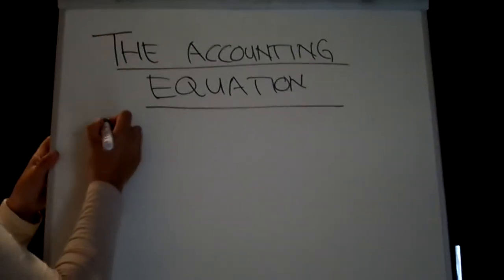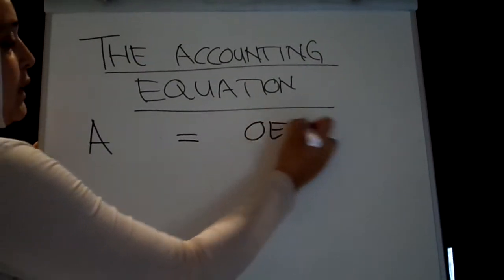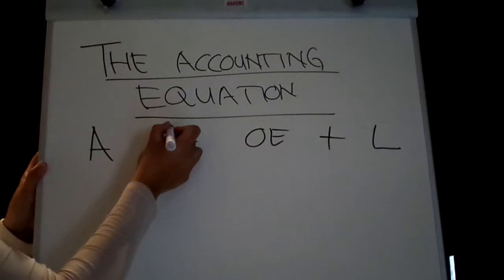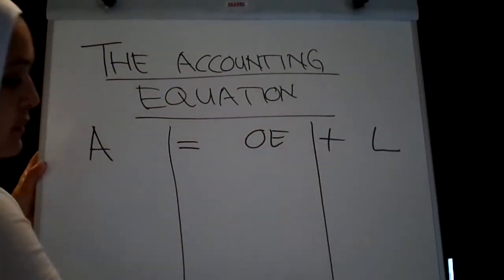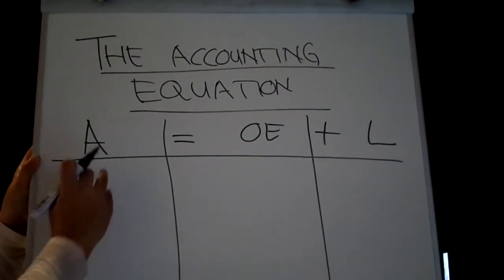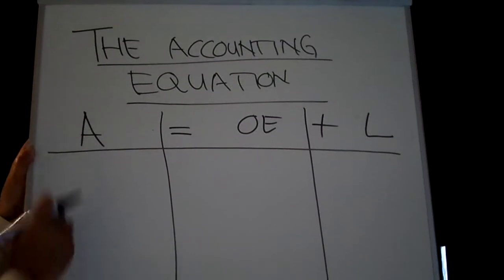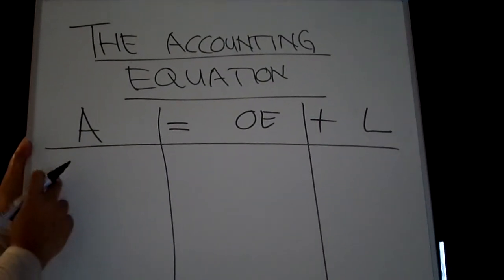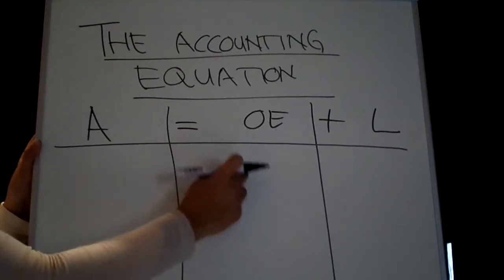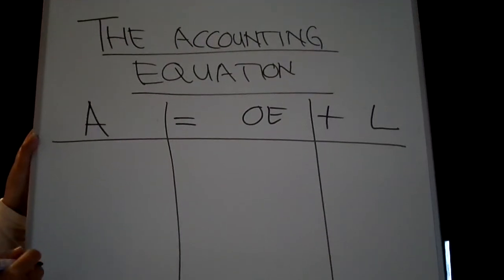First of all, the accounting equation says assets equal owner's equity plus liabilities. So your accounting equation is split into 3 columns, and those are your 3 columns. Below each of those headings you have subheadings. Every asset will be listed underneath the asset column. There are 4 things which affect owner's equity, which will be listed in a column, and then there will be liabilities as well, which will be listed.